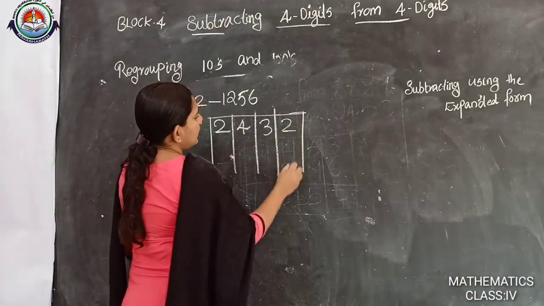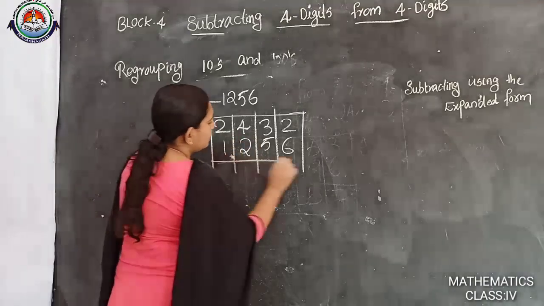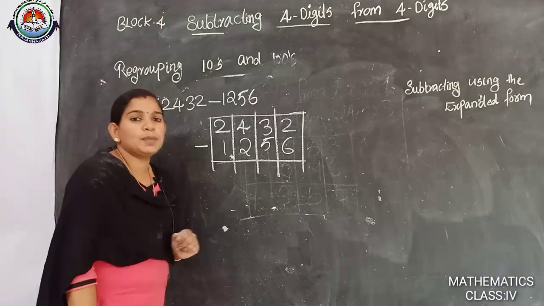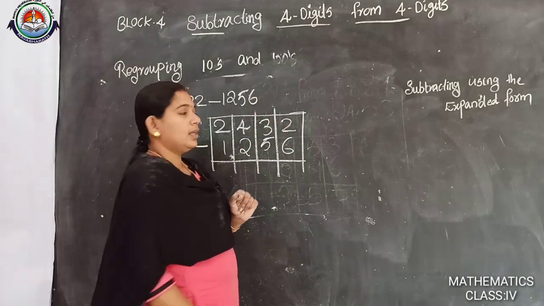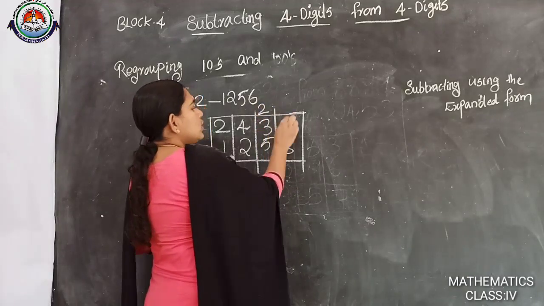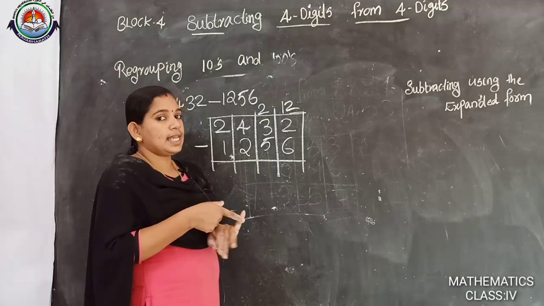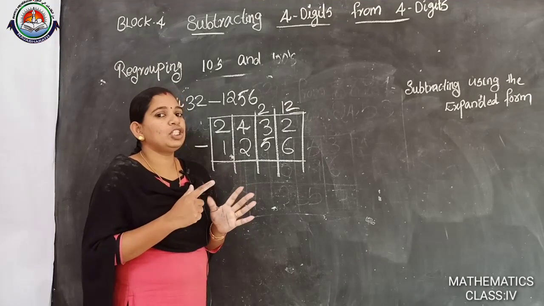2432 minus 6521. Then subtract. 2 minus 6, is it possible? No. So we are taking 1 from 3. This 3 becomes 2. This 2 becomes 12. 12 minus 6: 7, 8, 9, 10, 11, 12.